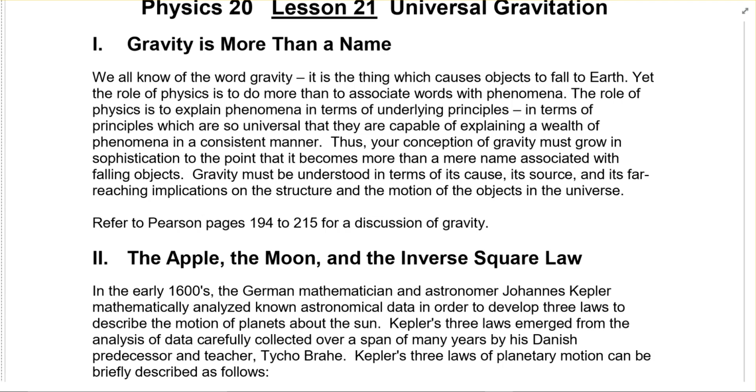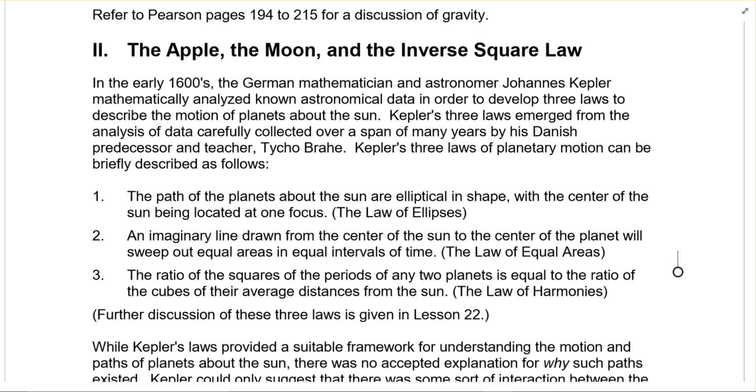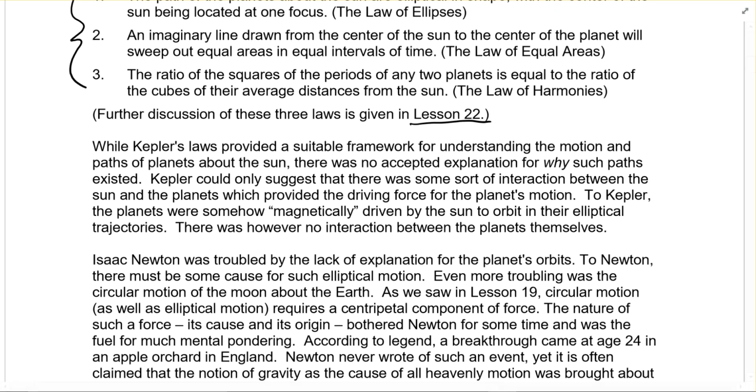So this goes back to a story. We've got the story of a guy named Kepler. We're going to talk more about him later when we start talking about the motion of planets. He analyzed the motion of the planets, right? He took the data from a guy named Tycho Brahe, and he was able to take that data and he made up three laws. I'm not going to go too much into them. You can read through those. We are going to go through that in lesson 22 anyway, so I'm not going to spend too much time on that.